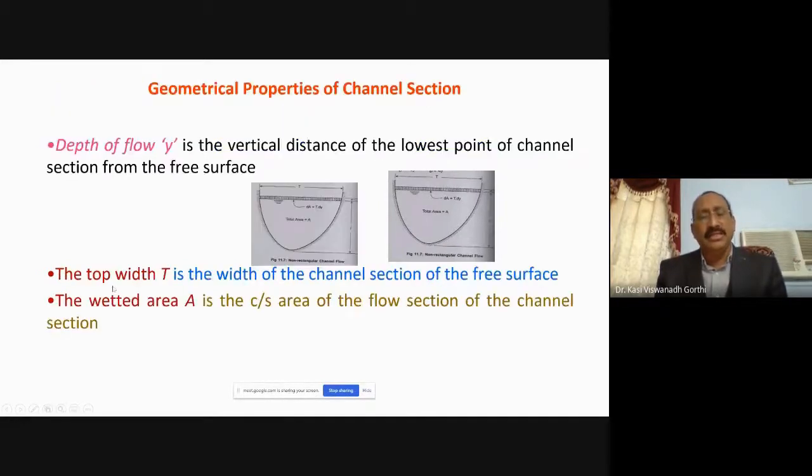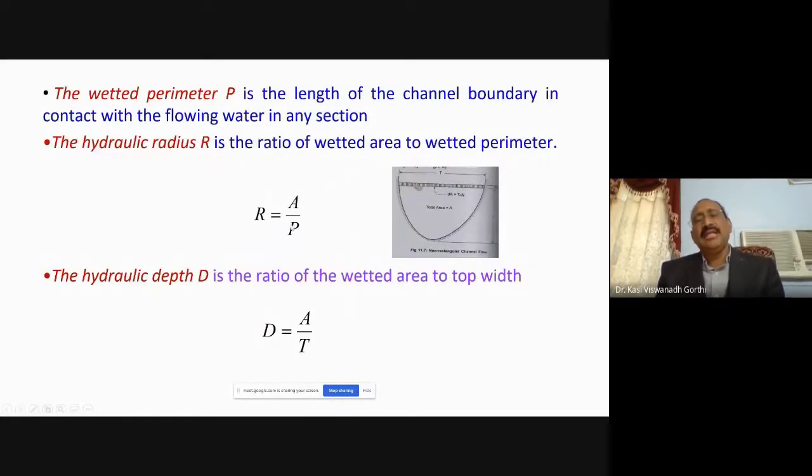Then hydraulic radius is the ratio of wetted area to wetted perimeter. Wetted area we have already seen. It is the cross-sectional area of the flow section A divided by the wetted perimeter P, the length of the channel boundary which is in contact with the flow. So A by P gives you hydraulic radius. This hydraulic radius R we have used in defining our Reynolds number, rho V R by mu. This R is the hydraulic radius. Similarly, hydraulic depth D is the ratio of wetted area to top width. The wetted area, the cross-sectional area, divided by the top width T gives you the hydraulic depth.